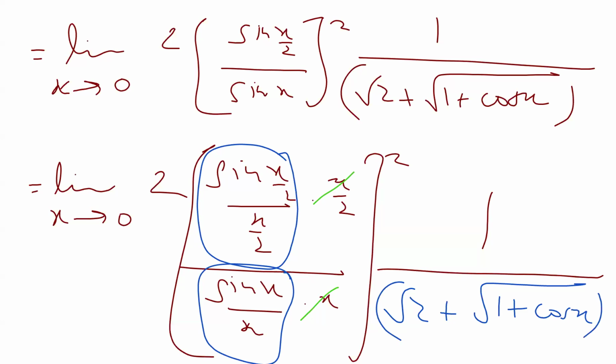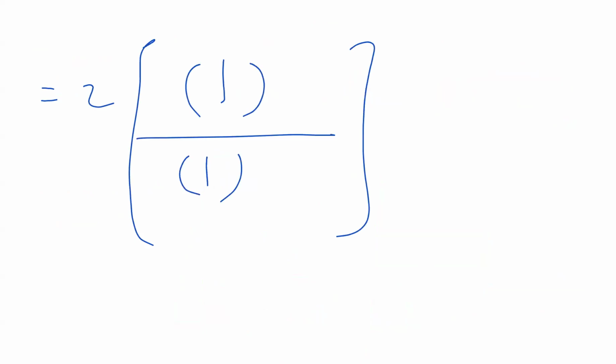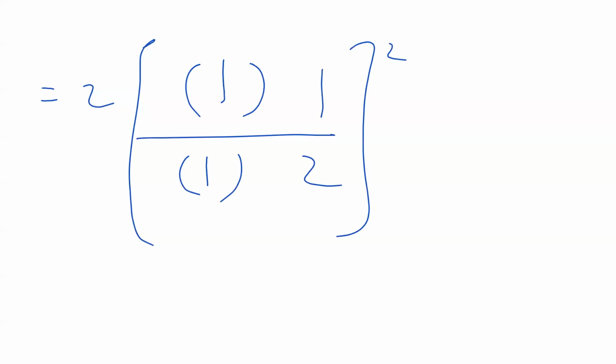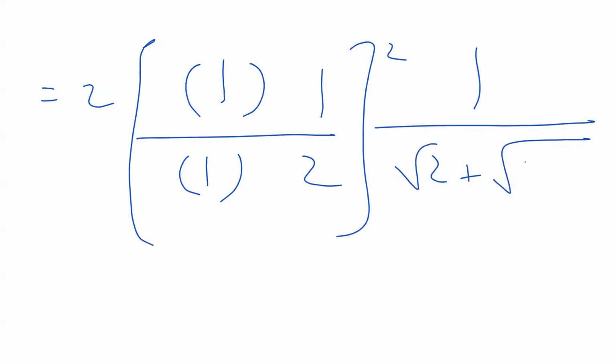Okay. Now we'll put the value of x as 0 over here because it will not create a negative impact. It will not make the entire denominator 0. So what are we left with? We are left with this 2, that I'll write over here, 1 and 1 because we applied the formula. This will be 1 and this will be 1. Then half is left over here. Half square, 1 upon root 2 plus root of 1 plus cos 0.